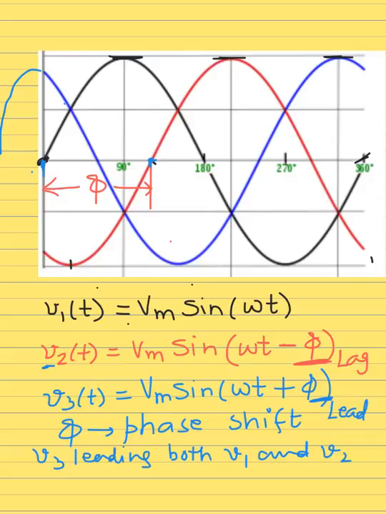So again, to summarize, blue is leading black by an angle of phi. Blue is leading red by an angle of twice phi. Black is lagging behind blue by an angle of phi. Black is leading red by an angle of phi. Red is lagging behind black by phi. Red is lagging behind blue by twice phi.